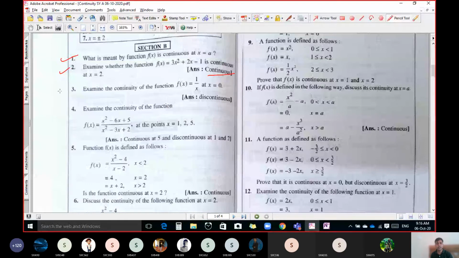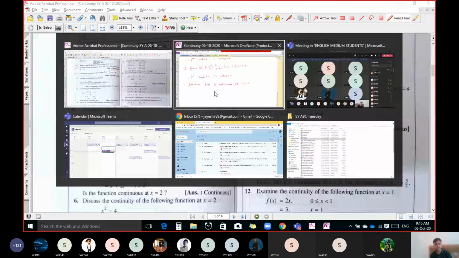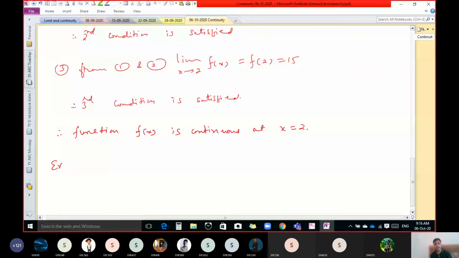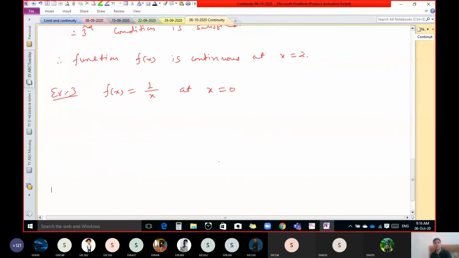Let us solve question number 3. Examine the continuity of the function f of x equal to 1 upon x at x equal to 0. Let us start with the first condition. Put x equal to 0. F of 0 is 1 upon 0. Can you tell me what is 1 upon 0? Any of you?